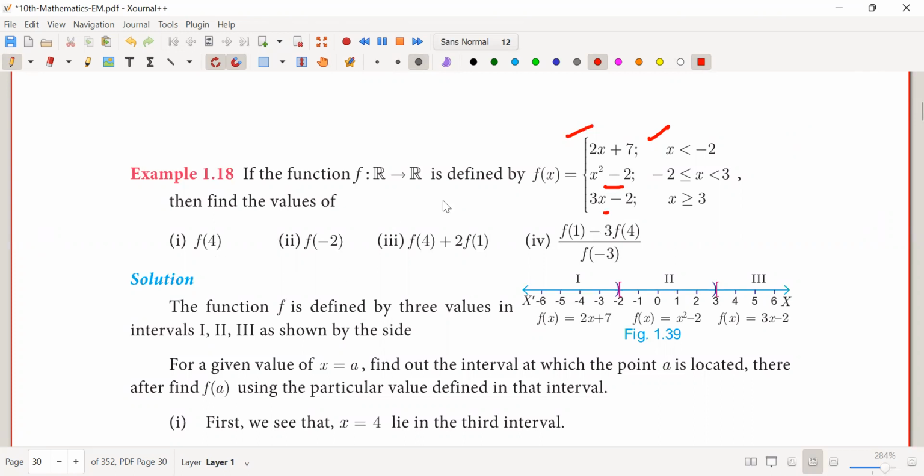So F of 4, we have to use this one. F of -2, we have to use this one. 2 into F of 1. F of 1, we have to use this. F of 4, we have to use this. 2 into F of 1, we have to. Then F of 1, this one. -3 into F of 4, this. Divided by F of -3 is this.